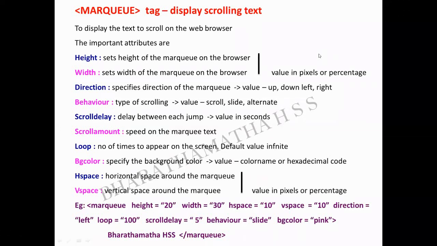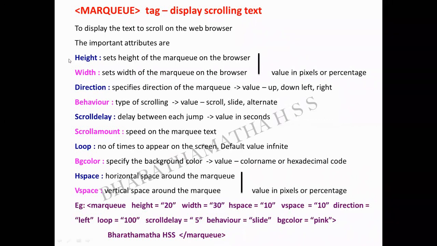So how can this marquee be set? To set that marquee, which is a paired tag, you have so many attributes added along with it. We shall see the attributes one by one over here.